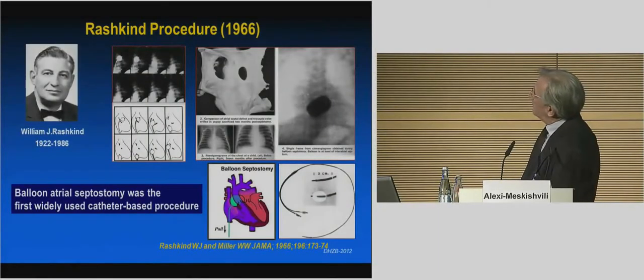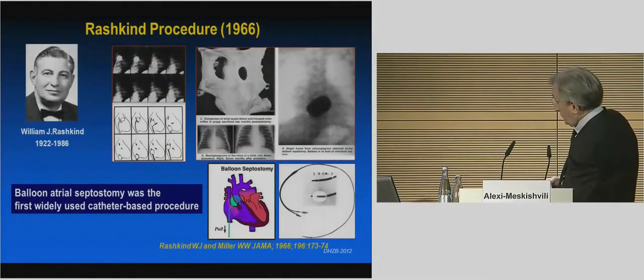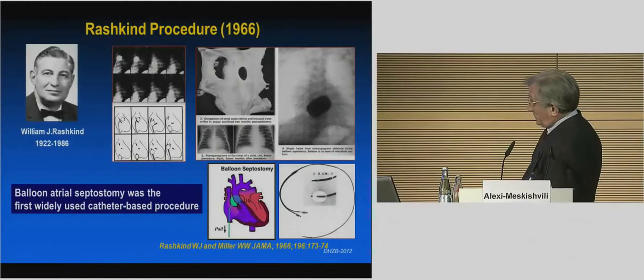Rashkind developed his method to create the atrial septal defect. This is the original picture of his first publication. This is the so-called Rashkind catheter, which is still used nowadays. The drawbacks and the new aspects of this intervention will be discussed today. But interestingly, this operation saved many patients with transposition and gave them the chance to be operated on later with the atrial switch operation.